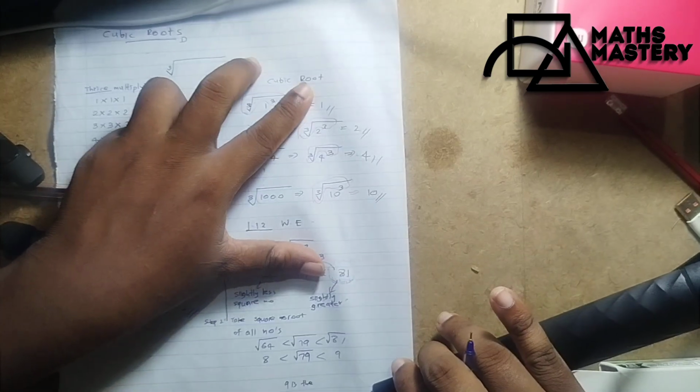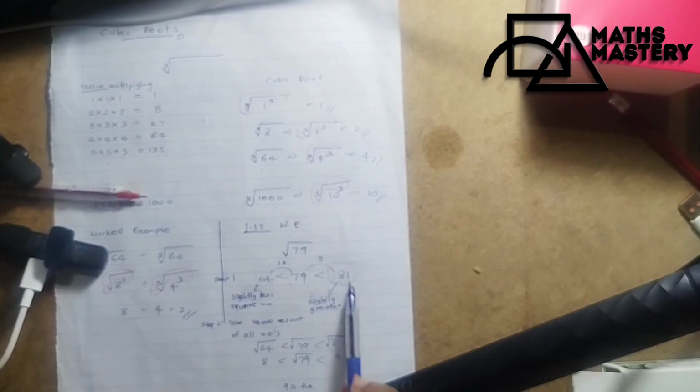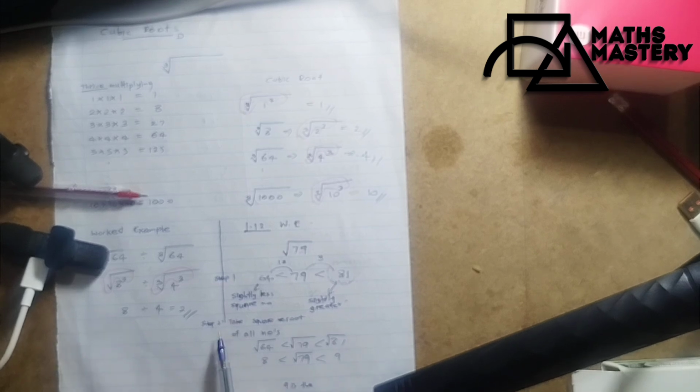I think you have not seen this part. Now I'll explain it again. First you are going to take the slightly less square number, and the next one you are going to take the slightly greater number. And then step 2, take square root of all numbers. Here, square root of 64, square root of 79, square root of 81.